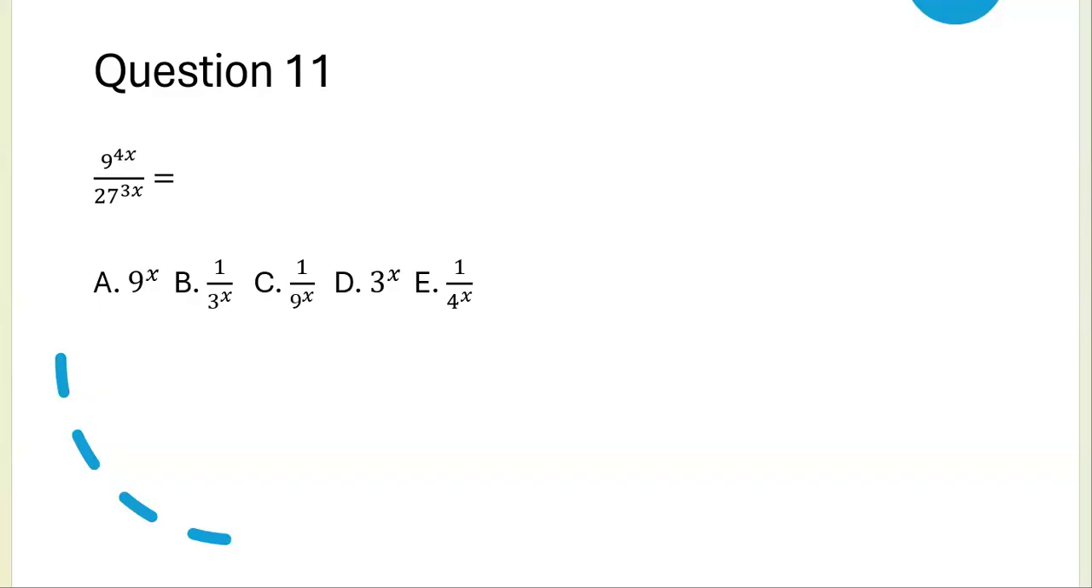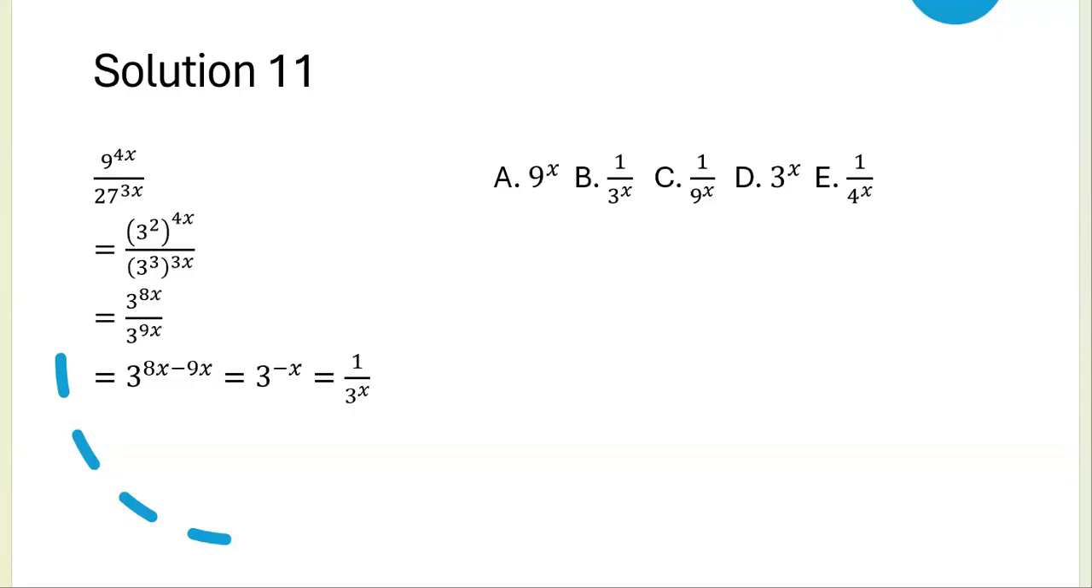Okay, so again, similar technique. We can rewrite them as 3 to some power, so 3 squared to the 4x over 3 cubed to the 3x. Okay, and the properties of exponents, that's right here. Again, you subtract the powers, so you get 3 to the minus x, which is 1 over 3 to the x. That's choice B.